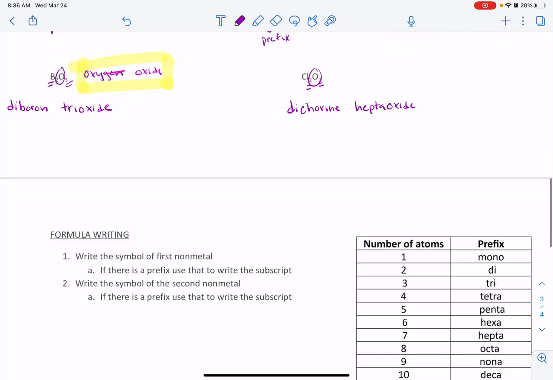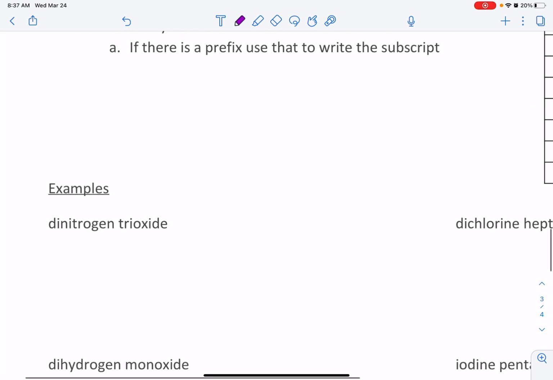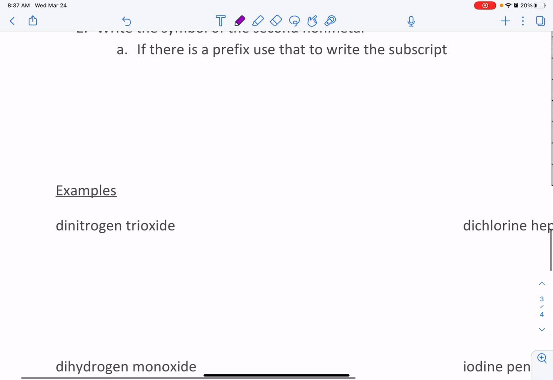Okay, let's do some examples of the other direction, when we're writing the formula given the name. So when we're writing the formula, the first thing we do is write the symbol of the first nonmetal, okay? And if there is a prefix, we use that to write a subscript. So that subscript is that little number underneath. Then we write the symbol of the second nonmetal, and if there is a prefix, write that subscript as well, okay? All right, so let's take a look at this example here, dinitrogen trioxide.